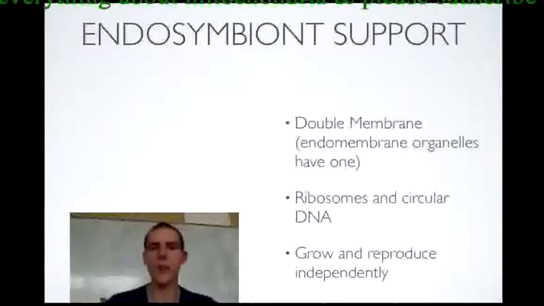So take all that together, and you have reasons why scientists believe that at some point in time, mitochondria and chloroplasts might have been their own little prokaryotes living freely before they started living with eukaryotic cells.